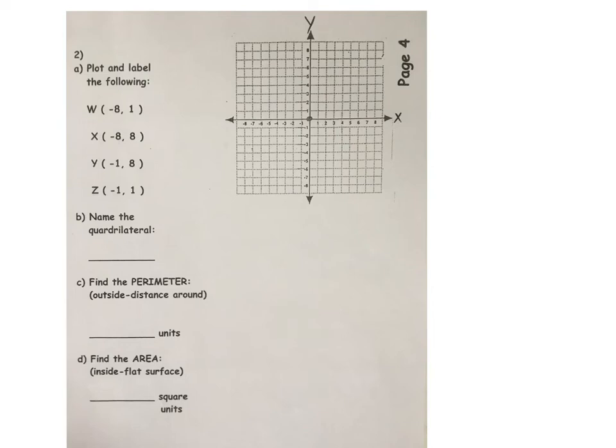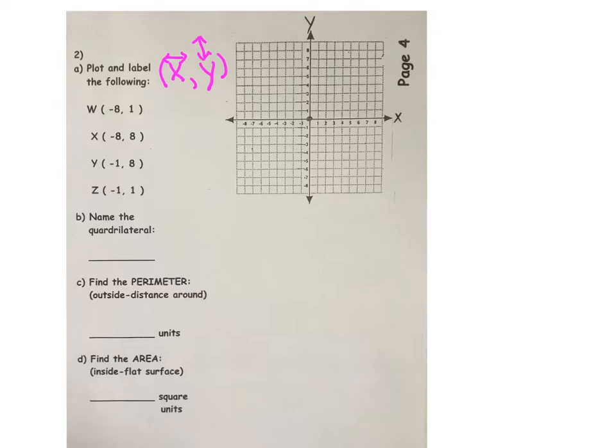Welcome to page 4 of your Excel packet. We're going to continue to plot points on the coordinate plane. Remember, every time you're given an ordered pair, it will consist of an X and a Y coordinate. There's a particular order to this ordered pair. X will control your movement sideways, and the Y will control your movement either up or down.